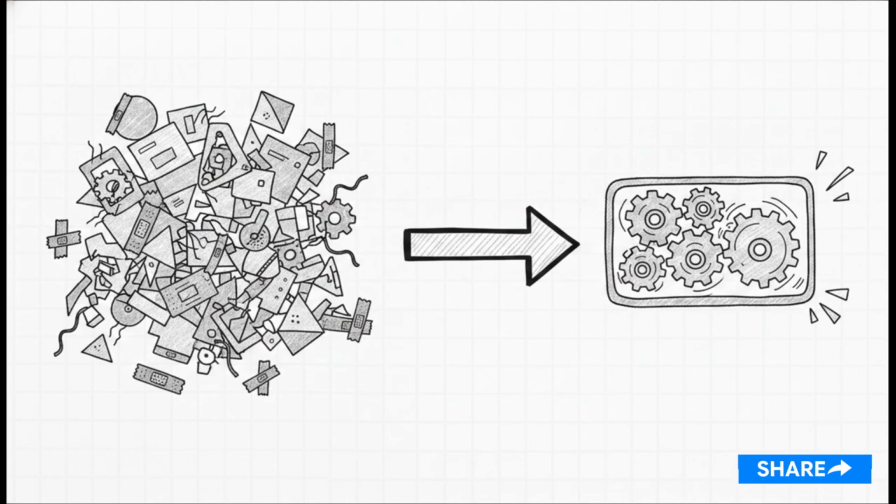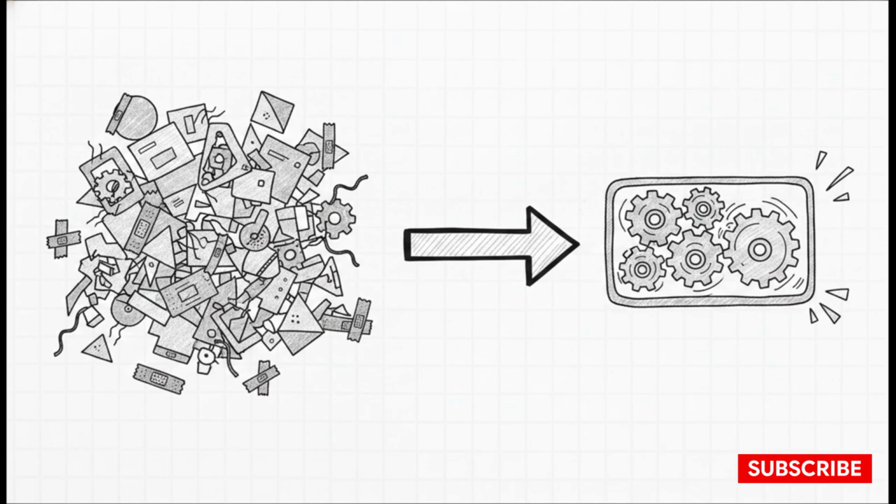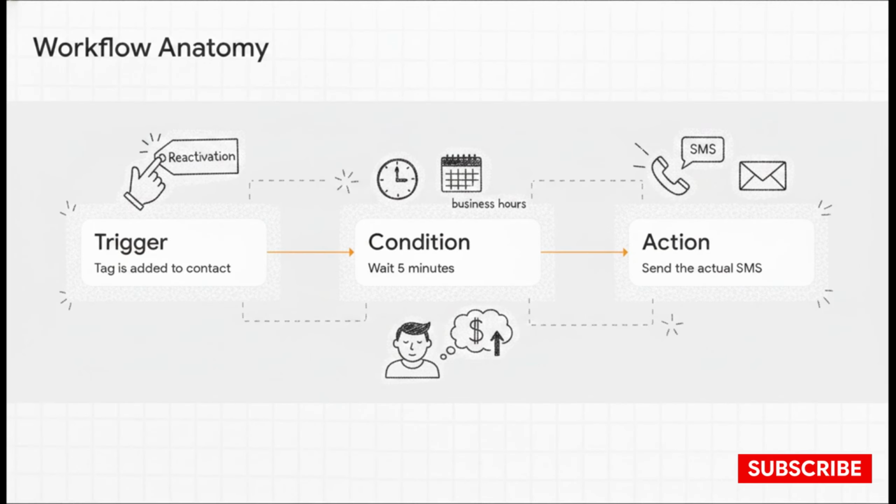Because everything lives in one single system, automations fire instantly without relying on glitchy third-party integrations. It saves hundreds of dollars a month and, most importantly, stops leads from slipping through the cracks. And this brilliantly illustrates how simple the logic actually is underneath it all. Every automation is built on 3 basic blocks.